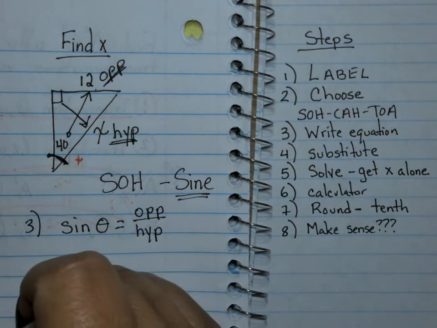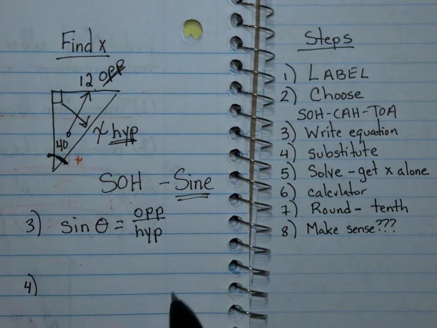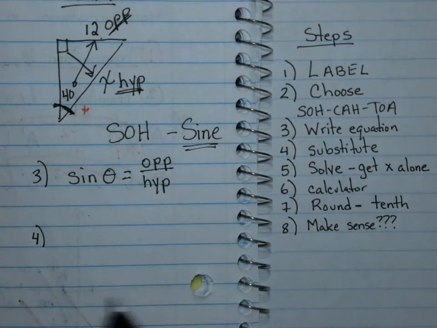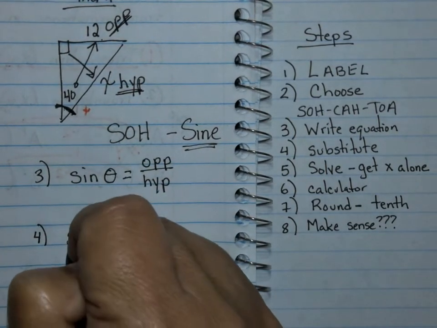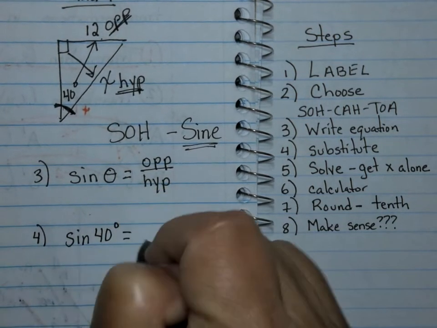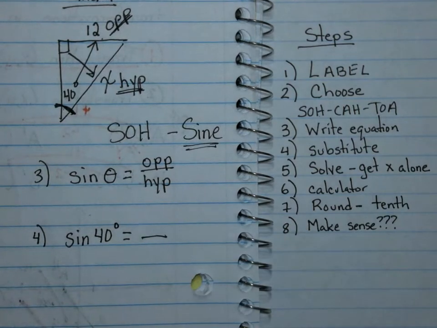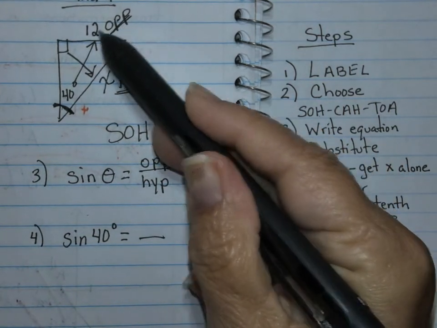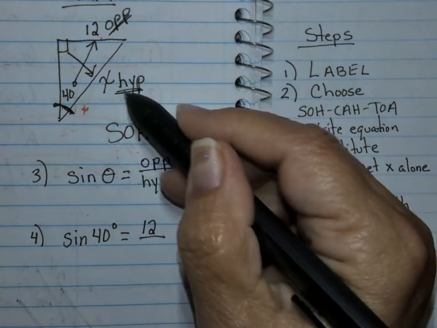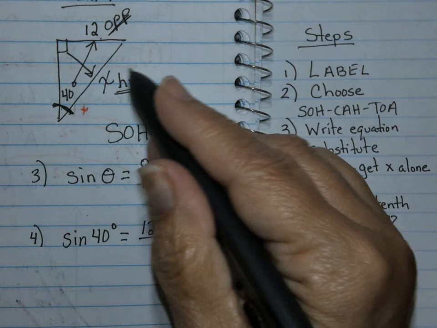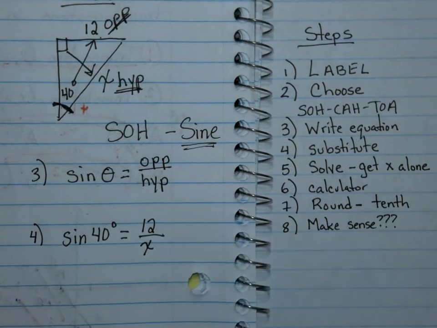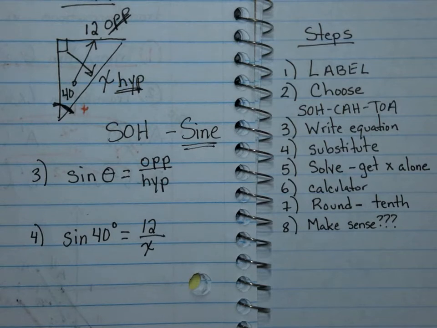Alright, step 4, we're going to substitute. We're going to fill in everything we know from the triangle. So the theta is the angle. That's the 40 degrees. That goes right there. The opposite side, that's the number 12. The x side, that's on the hypotenuse. The hypotenuse is down on the bottom of your fraction. Okay? So now we did step 4.